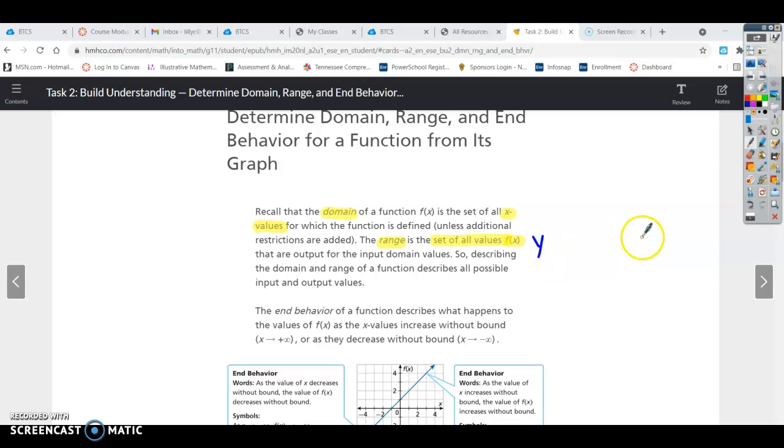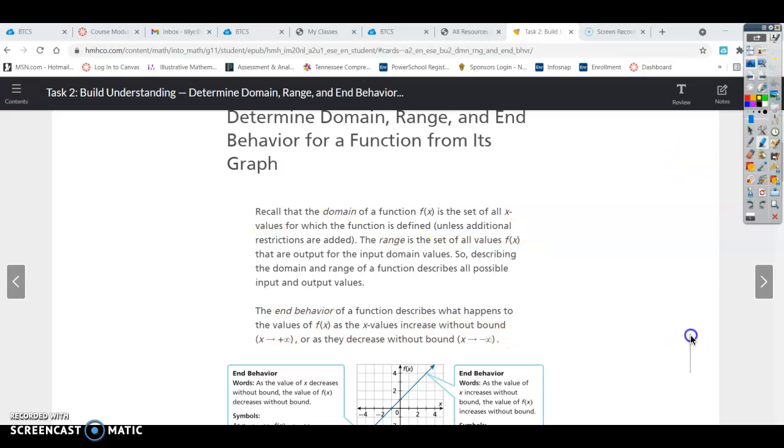The end behavior of a function describes what happens to the values of y as x increases without bound and as it decreases without bound. So let's talk about what that means. End behavior describes what happens to your y's, f of x is the same as y, as the x values increase without bound. This is another way of saying going to positive infinity, and here's the notation for that. Or decreases without bound. Decreases means going down, so it goes towards negative infinity without bound.